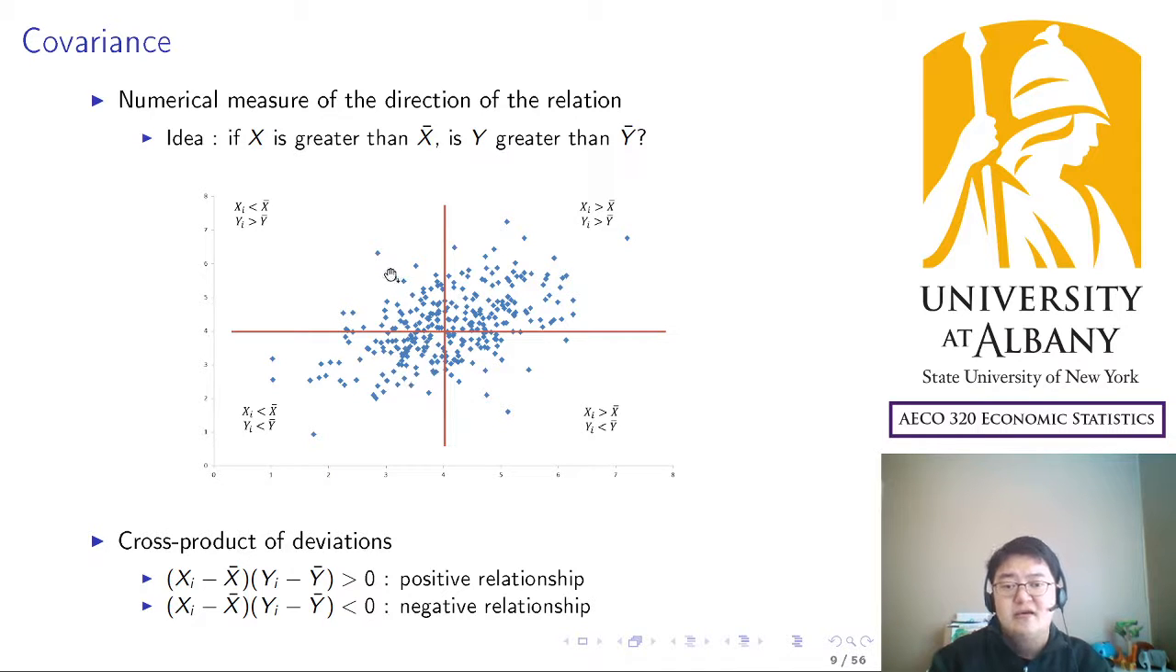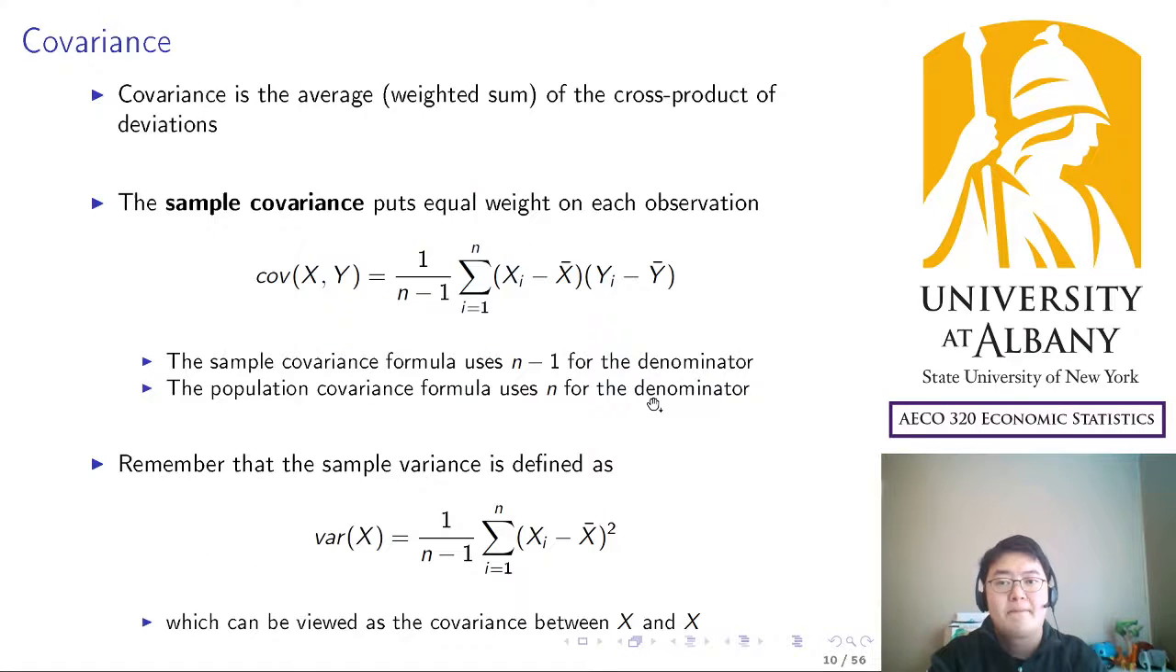On the other hand, the second and the fourth quadrants have different signs between x and y. So if the change in x is positive, the change in y would be negative, and vice versa. So the signs will be different. When you multiply them, you are going to have a negative number. So these observations in the second and fourth quadrants will have a negative sign from their product. That's the intuition. This is how we are going to numerically characterize the idea.